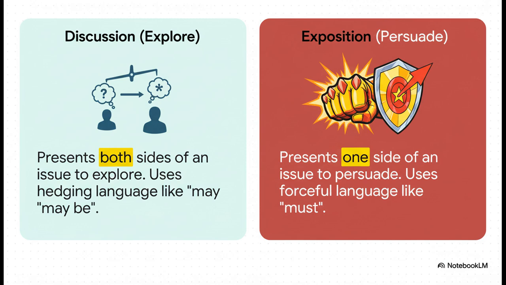A discussion explores both sides, so you'll see cautious words like maybe or it's possible that. But an exposition is all about persuading from one side, so the language gets much stronger. We should, we must. Knowing whether your goal is to explore or persuade is absolutely the first and most important decision you have to make.